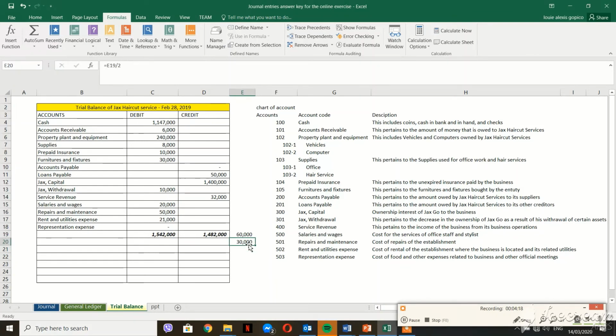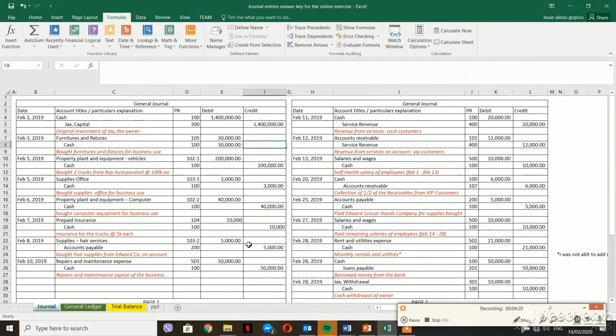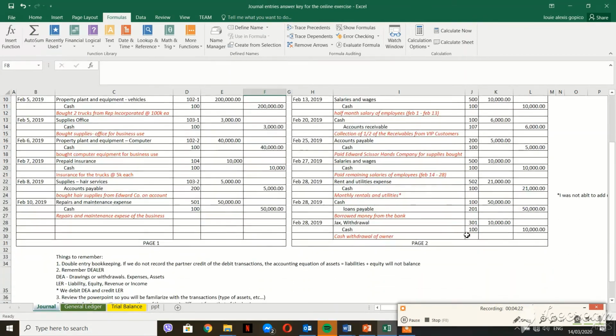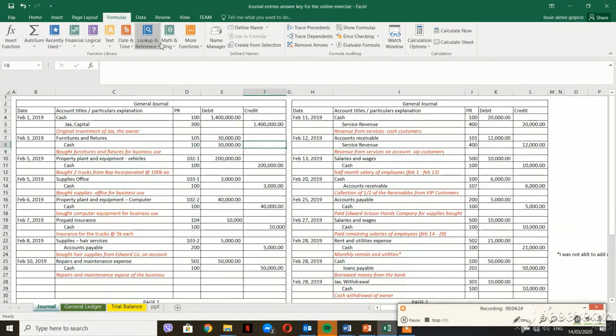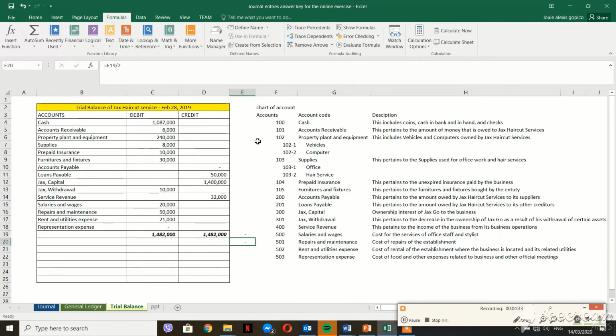So if you trace the error back to the entries, you look for an amount worth 30,000. Here, 30,000, I found it. It should be on the credit side. Okay, look at the trial balance. It is now correct. So you divide the difference by 2.